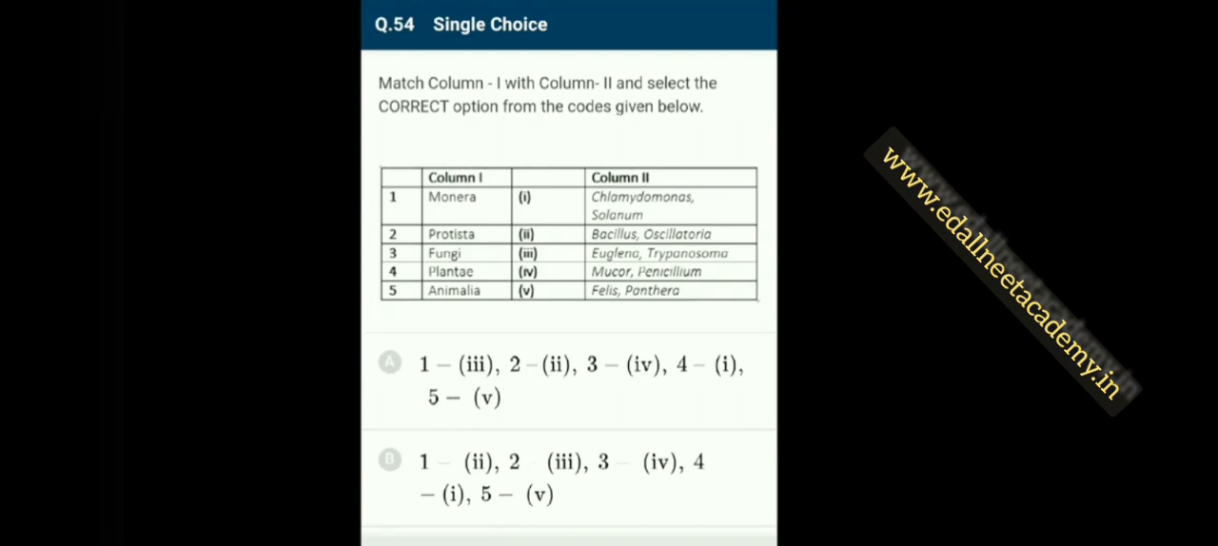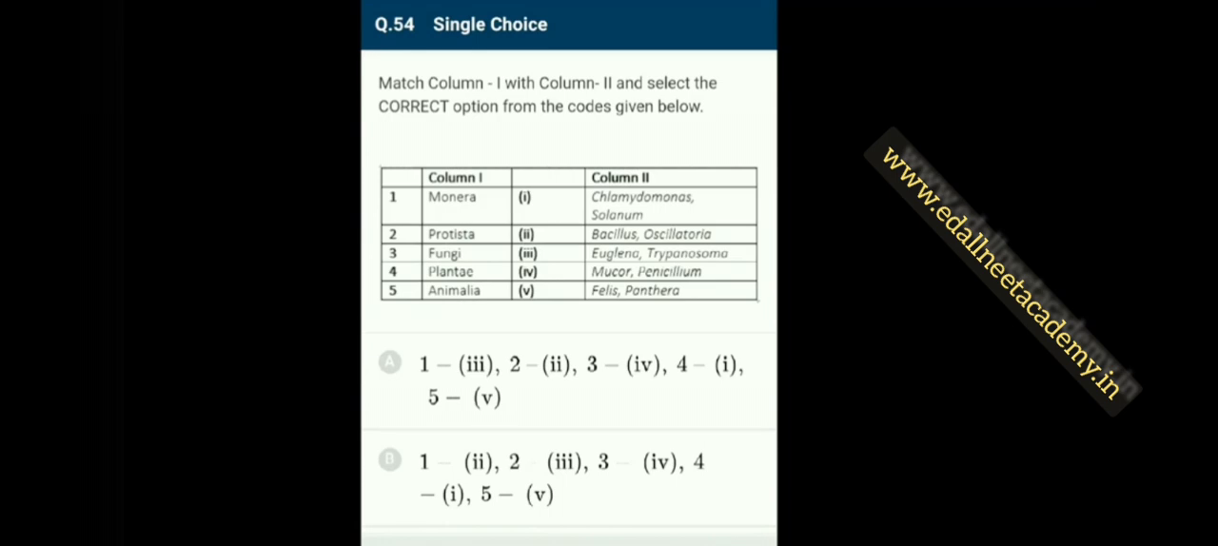Bacillus is a genus of rod-shaped bacteria under Monera. Oscillatoria is a group of cyanobacteria which reproduces by fragmentation. Then kingdom Protista. The kingdom Protista includes all single-celled eukaryotic protozoans, euglenoids, and dinoflagellates. Organisms in the kingdom are primarily aquatic and some show the presence of flagella and cilia. Euglena and Trypanosoma come under the kingdom Protista.